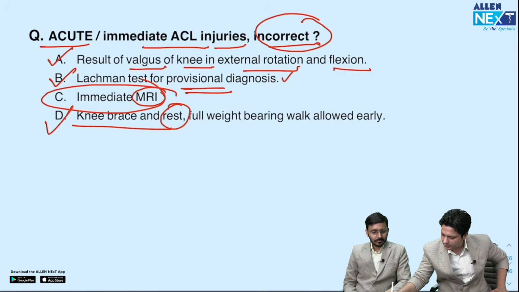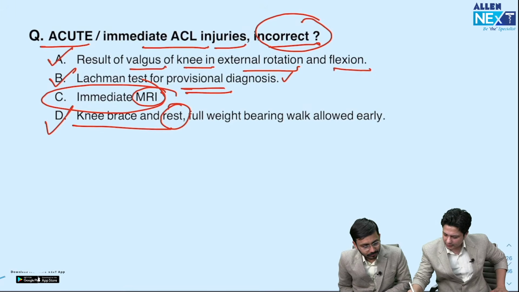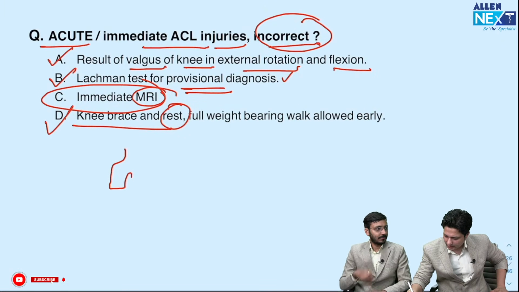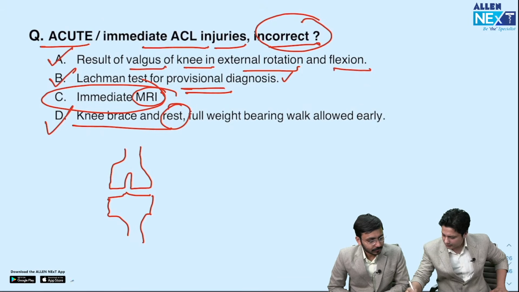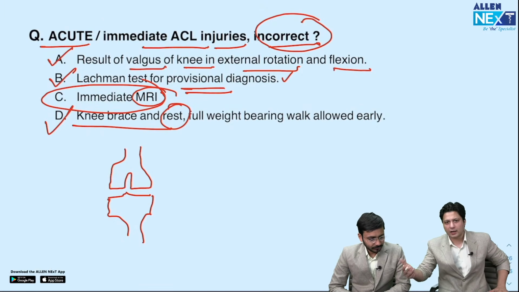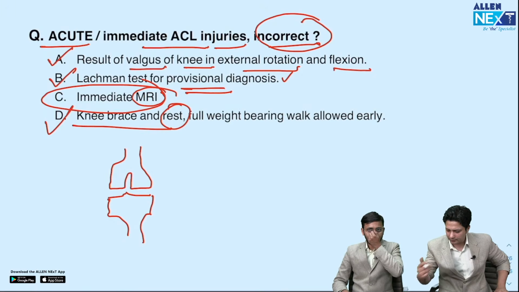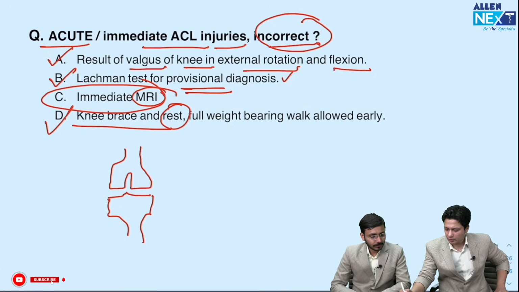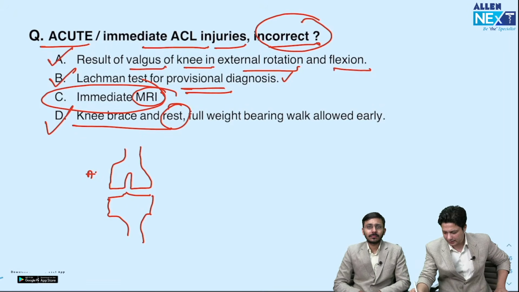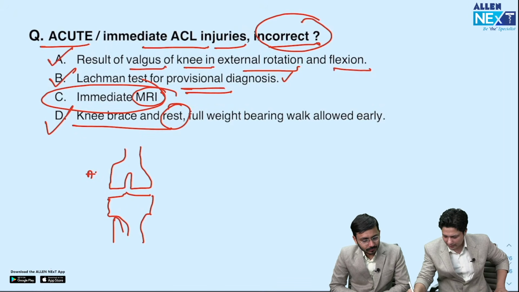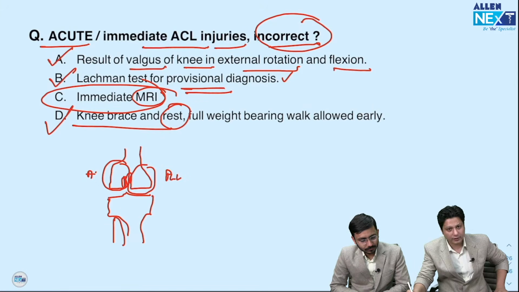Sir, also because this question is very commonly asked in the form of the attachments of ACL and PCL on or inside the knee joint. Both of them are intra-articular, intracapsular ligaments. So ACL is originating from, as sir has very clearly said, the inner surface of the lateral femoral condyle, while PCL is originating from the inner surface of the medial femoral condyle.